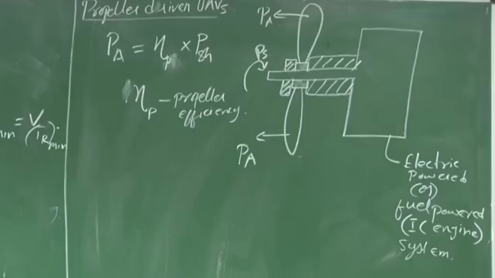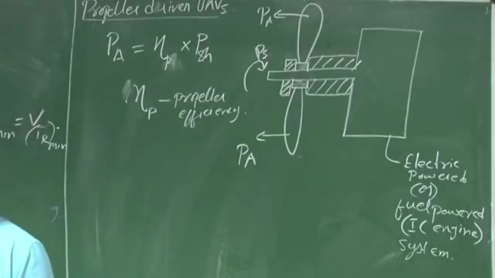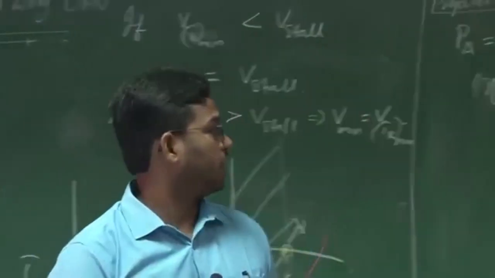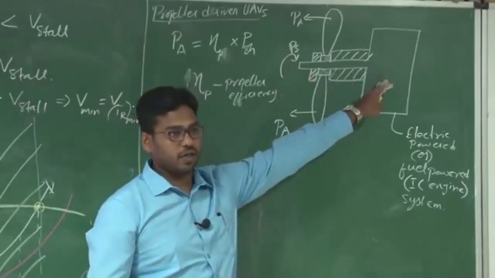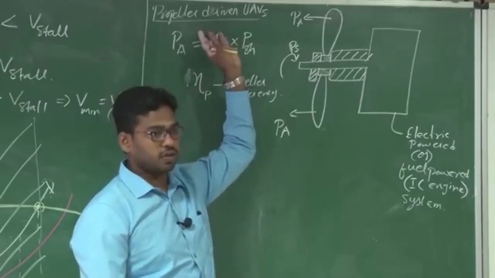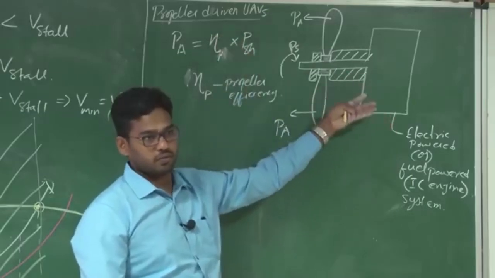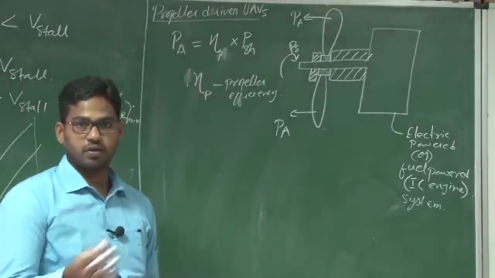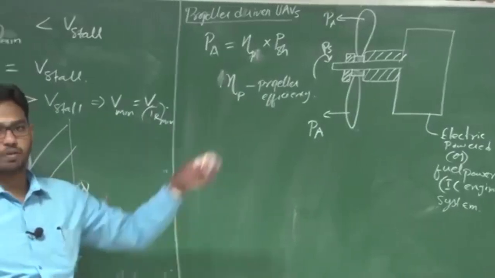So how to select a particular power plant for a UAV? We need to understand the power requirement for various phases. Then we select what the output of the power plant will be, and multiplied by this efficiency it will give the corresponding available power. If this available power falls within the requirement of your system, that is the power required, then you can achieve the required flight condition using that particular propulsion system.